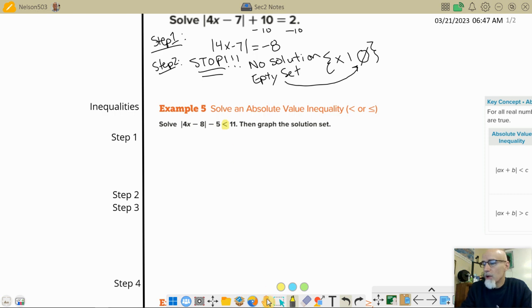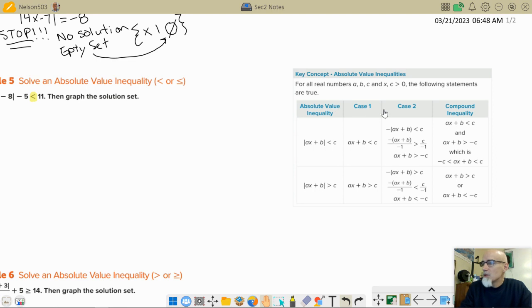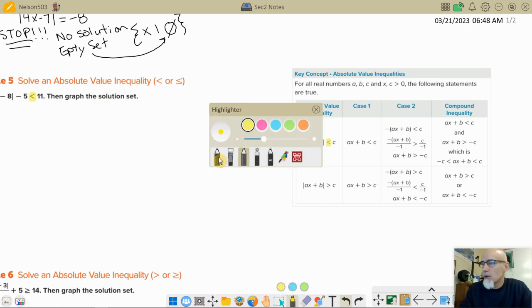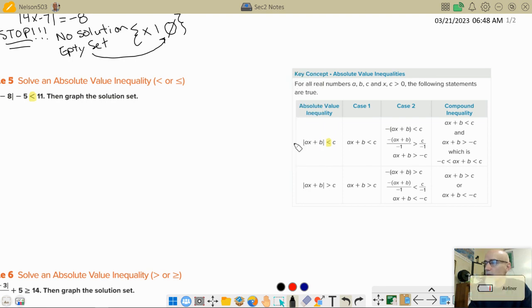And let me show you what the book puts down for their notes. It's kind of interesting. There's still going to be 2 cases. The first one we're dealing with is that less than sign. Now, it doesn't matter if it's less than or equal to. The top row here is going to be for less than or equal to. So right here, this could be for less than or equal to also. And then this one down here could be for greater than or equal to. So let me point out what happens.